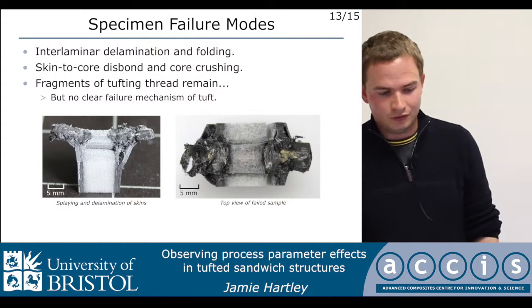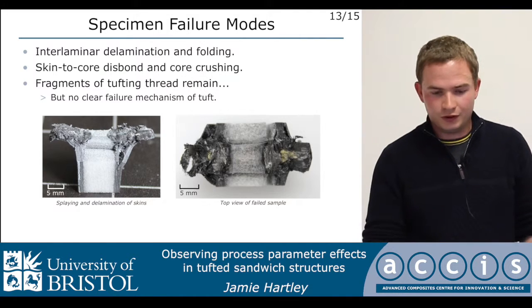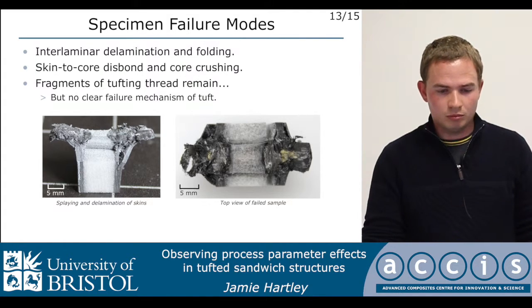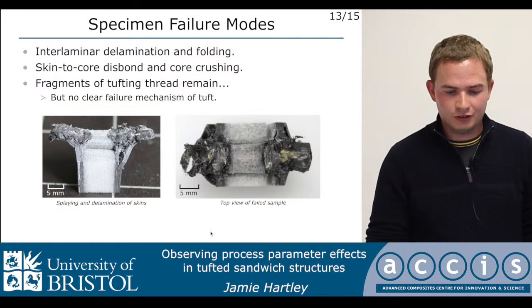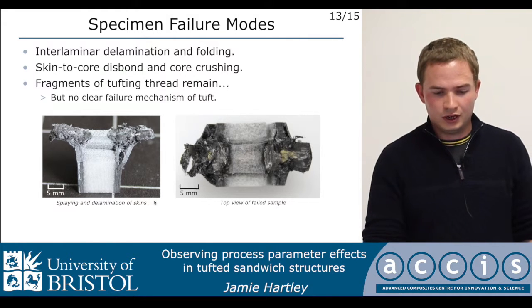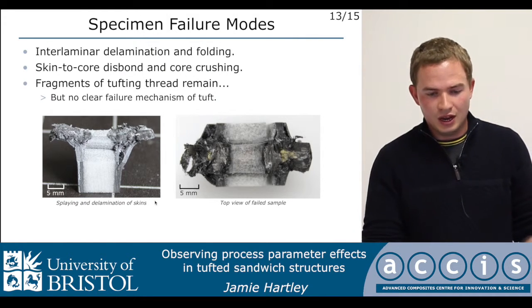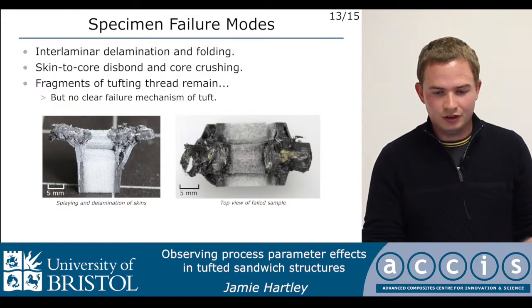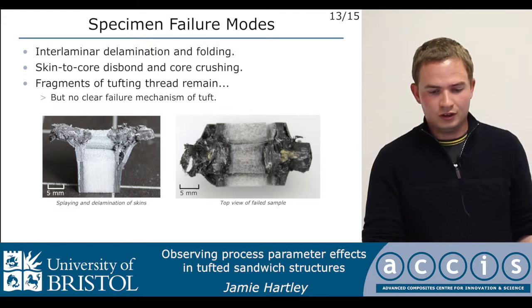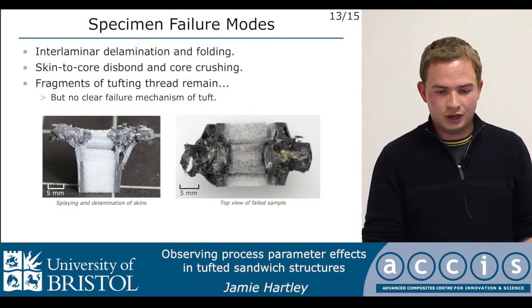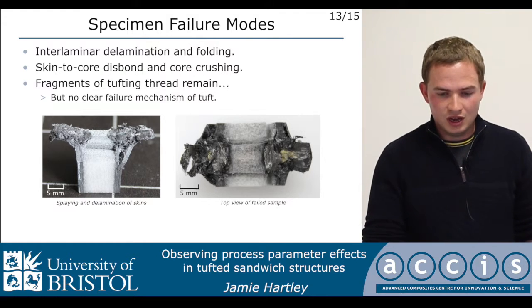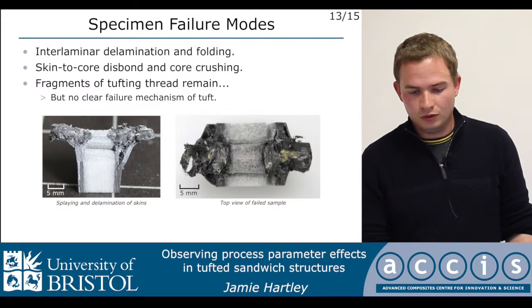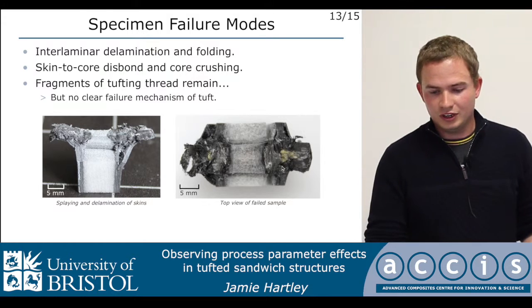So I'm now going to have a look more closely at how these coupons are failing and why this could be. As you can see on the left-hand side, this is a side view of one of the specimens after failure. And you can see there's a significant number of failure modes occurring here, including delamination of the skins, a disbond between the skin and the core, and also folding of the skins. And then on the right-hand side, you can see the top view. What you can see here are these 2 yellow regions where the tuft has been left behind.